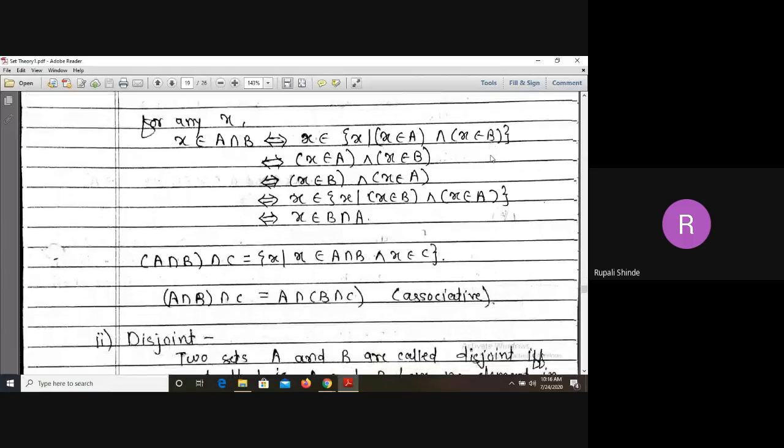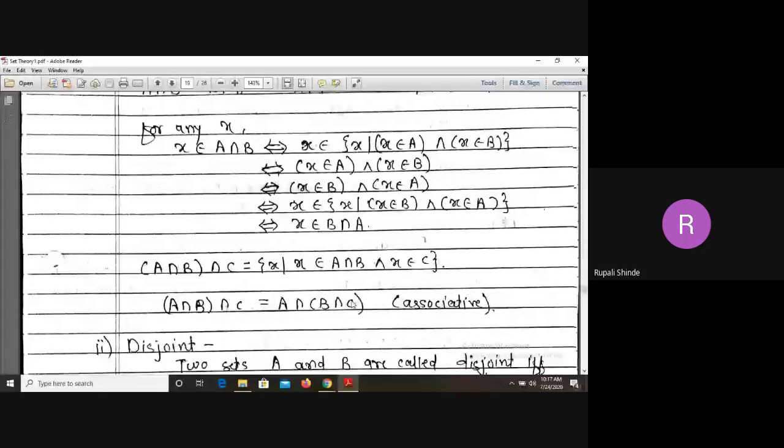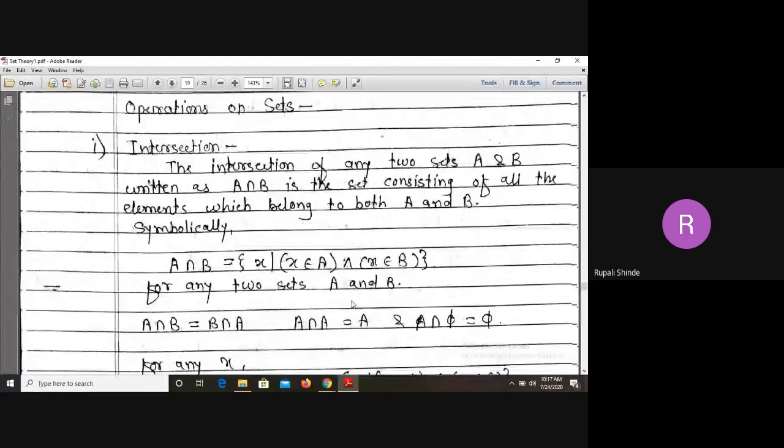So there is one property for this intersection, and that property is called associativity. Means what? If you consider three sets A, B, C, then A intersection B intersection C is equivalent to A intersection B intersection C, where we have just changed the brackets, and this intersection satisfies the associativity property. So this is regarding the first operation on sets, and that operation is intersection.